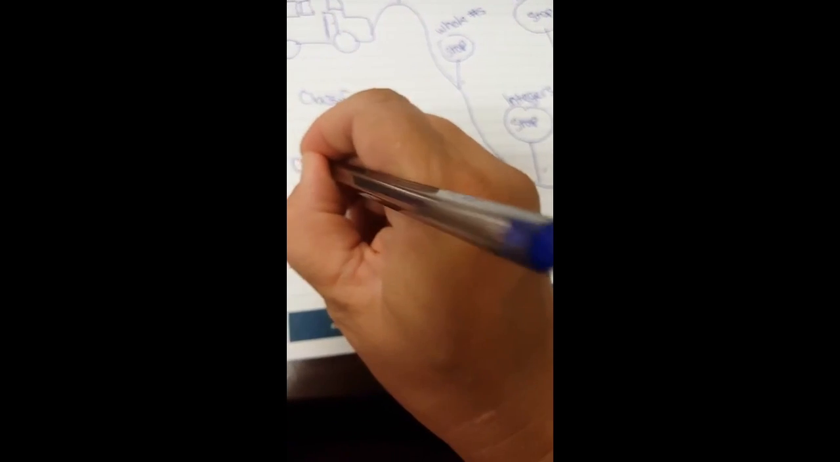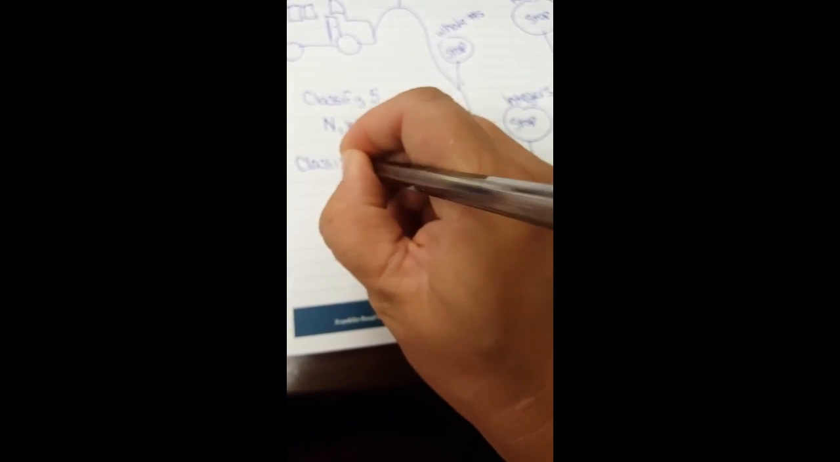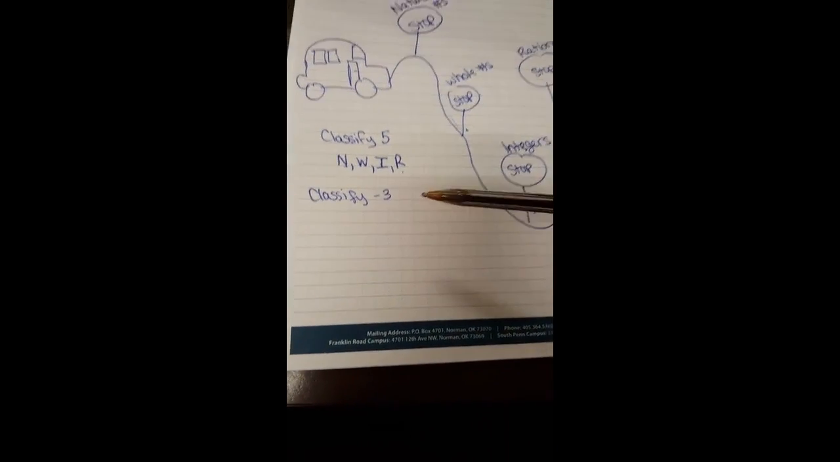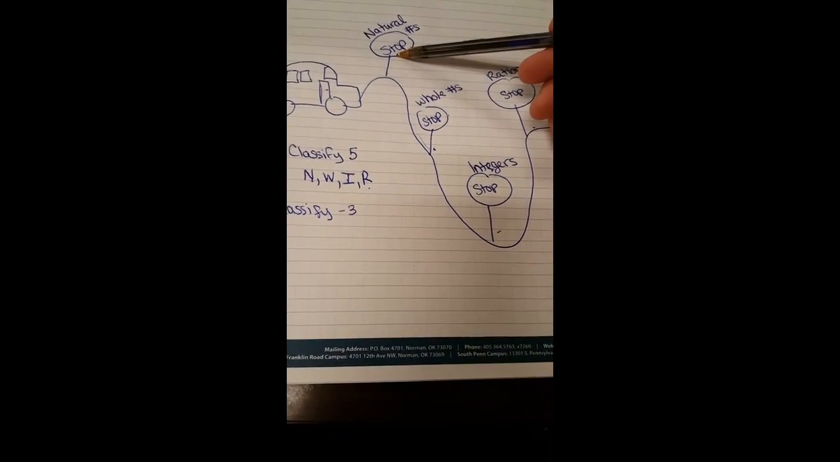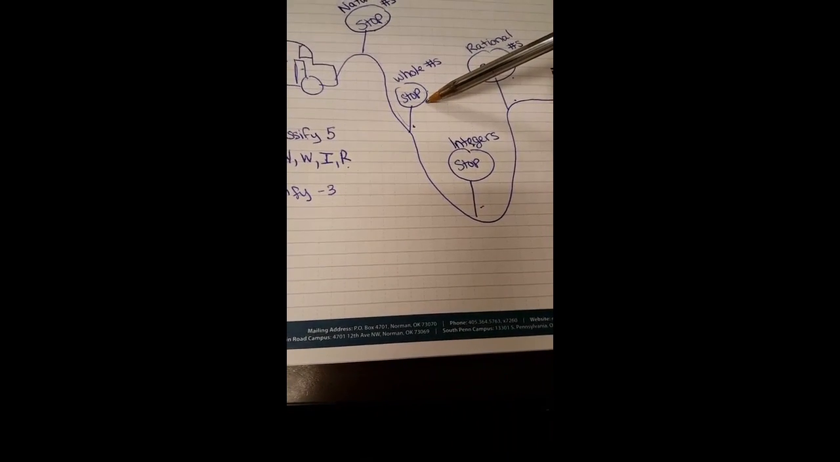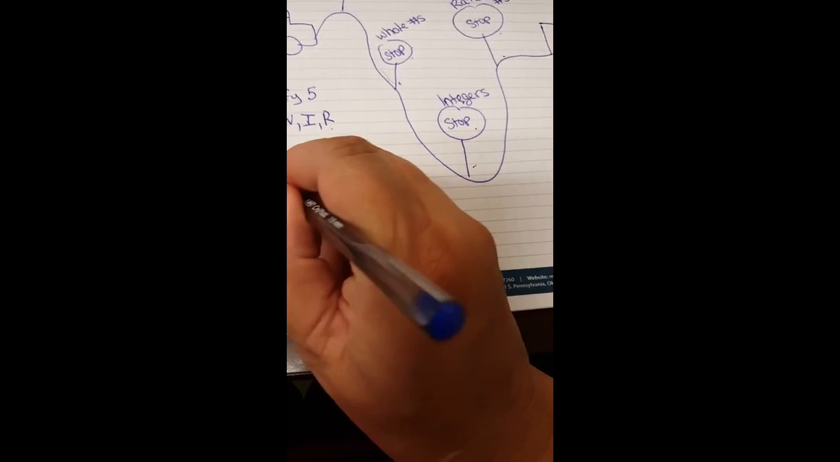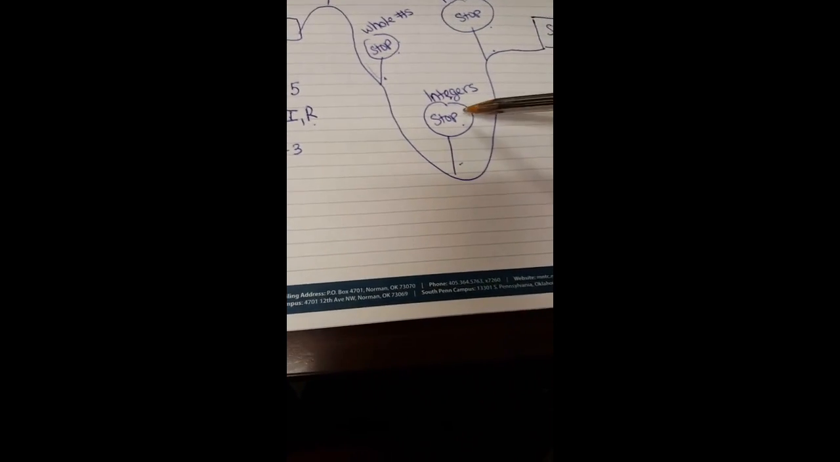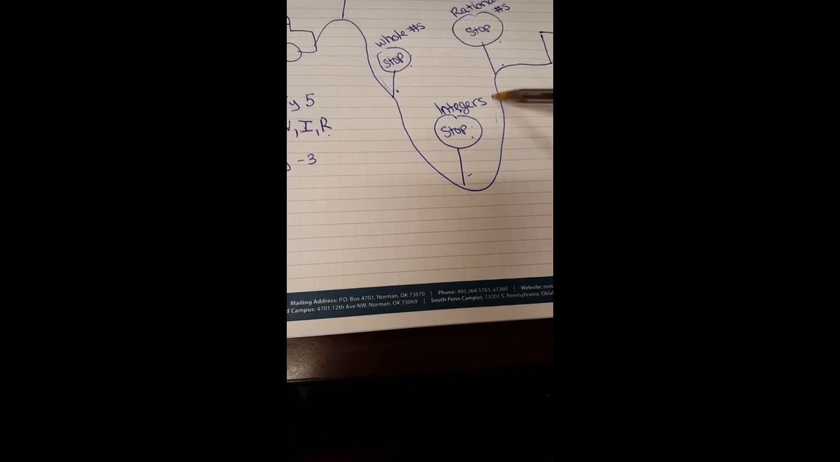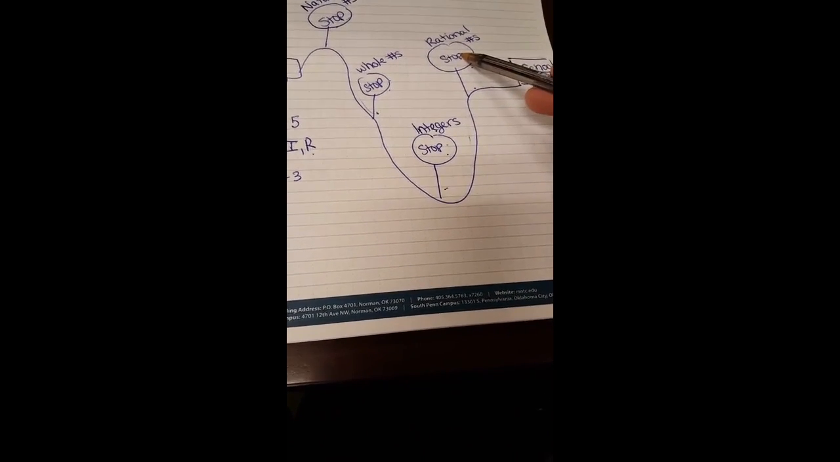Let's try another one. Let's classify -3. So -3 is not a natural number, so we can't stop there. It's not a whole number, so we can't stop there. It is an integer, so we're going to stop at the integer stop. And because it stops at the integer stop, it has to ride to the rational stop before it gets to school. So we know that -3 is an integer and a rational number.